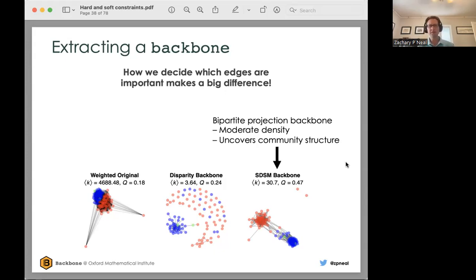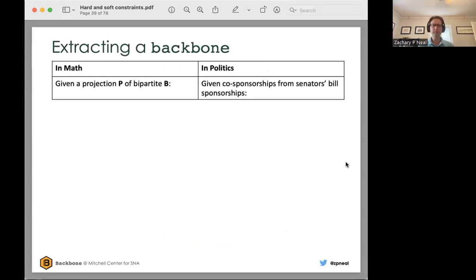So this figure is just intended to illustrate this is a significant decision we have to make, how we're going to decide which edges are important and how we're going to extract the backbone. So we can walk through the process of extracting a backbone in the context of a bipartite projection. And I've got it in math language on the left and in the political context on the right, so we can sort of unpack this. So our goal is we're starting with a projection P of some bipartite graph B. In this case, we've got co-sponsorships from Senate bill sponsorships.